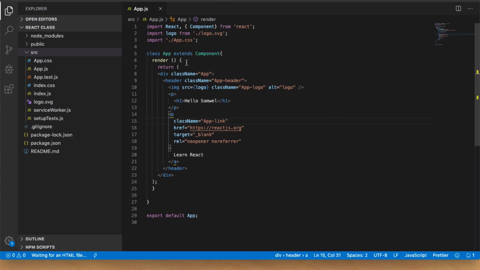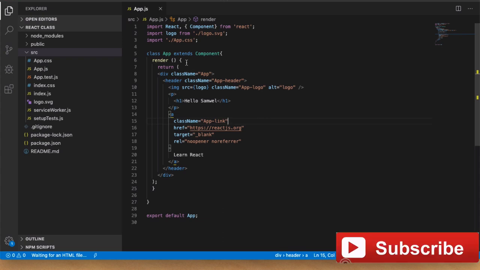Now, let us recap what we have learned about components. We learned that components describe a part of the user interface. They are reusable and can be nested inside other components. We saw 2 types of component, that is the stateless functional component and the stateful class component. Also, we saw that components are the building blocks of any React application. Therefore, it's important to understand the 2 types of components.